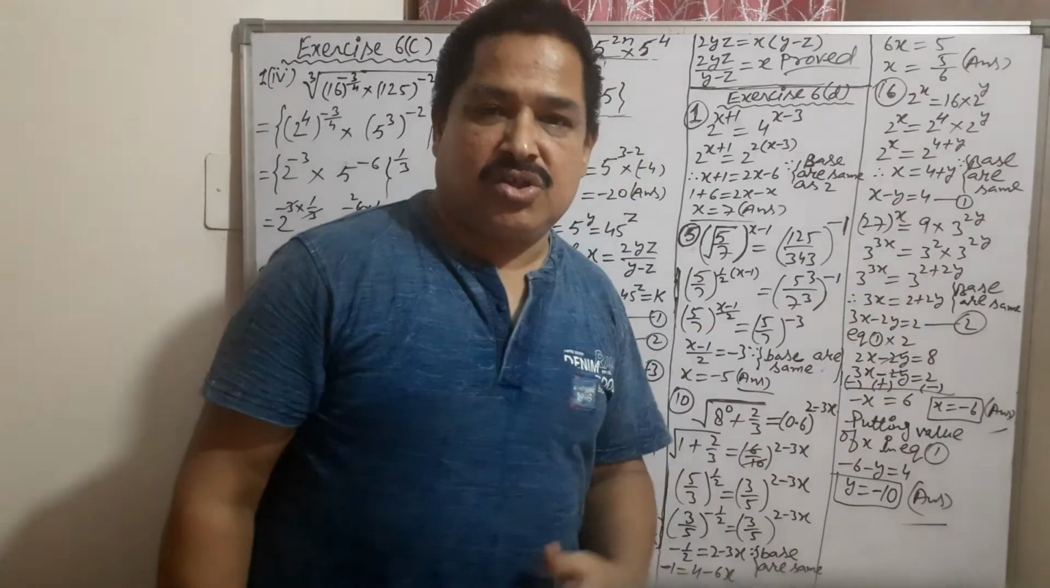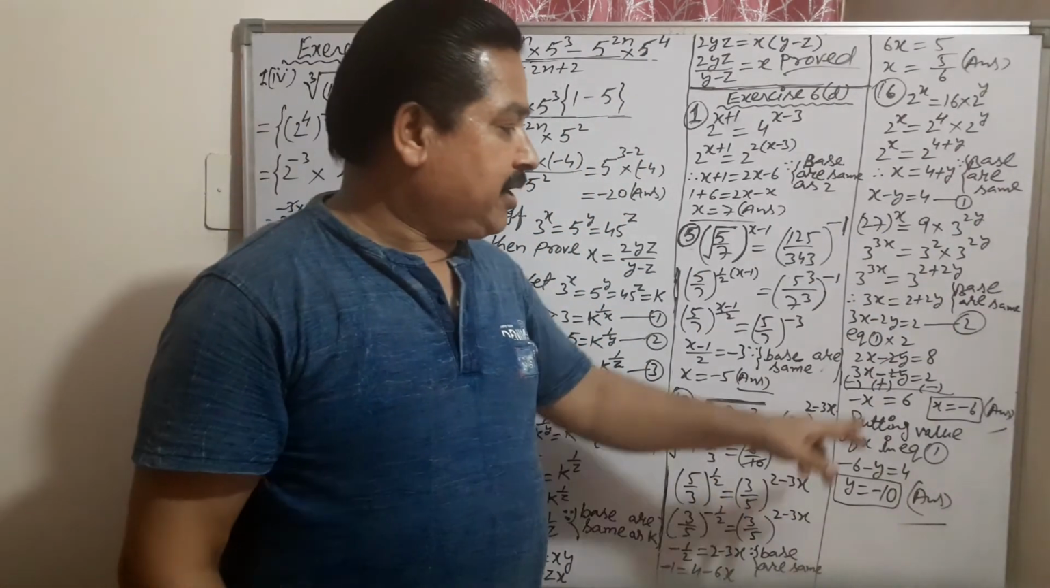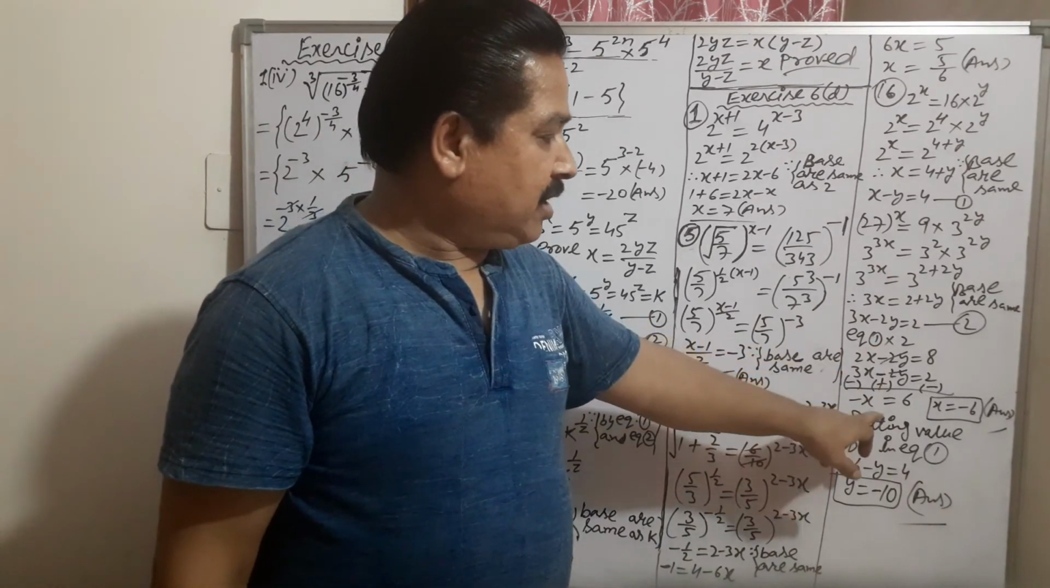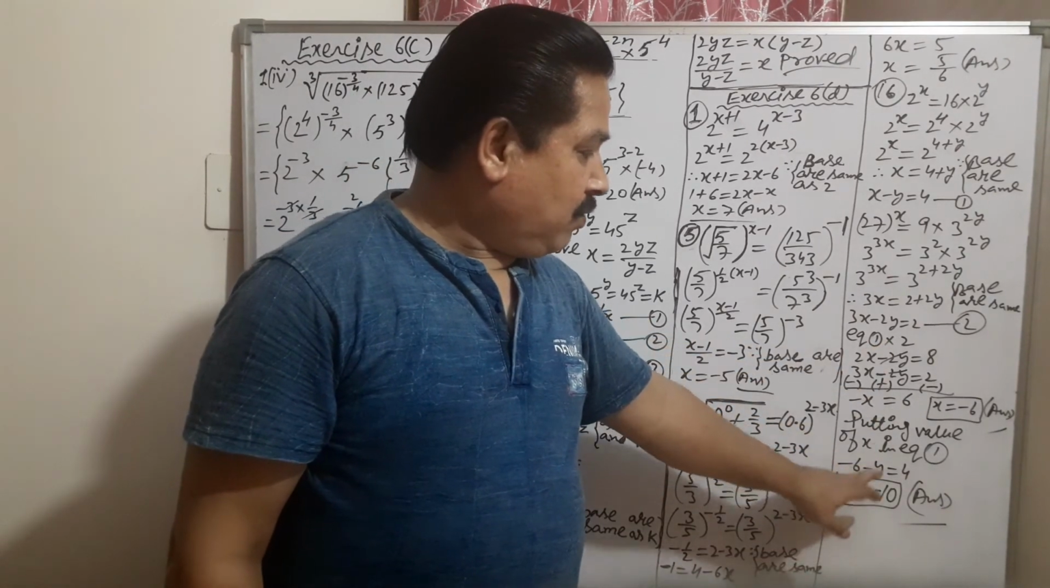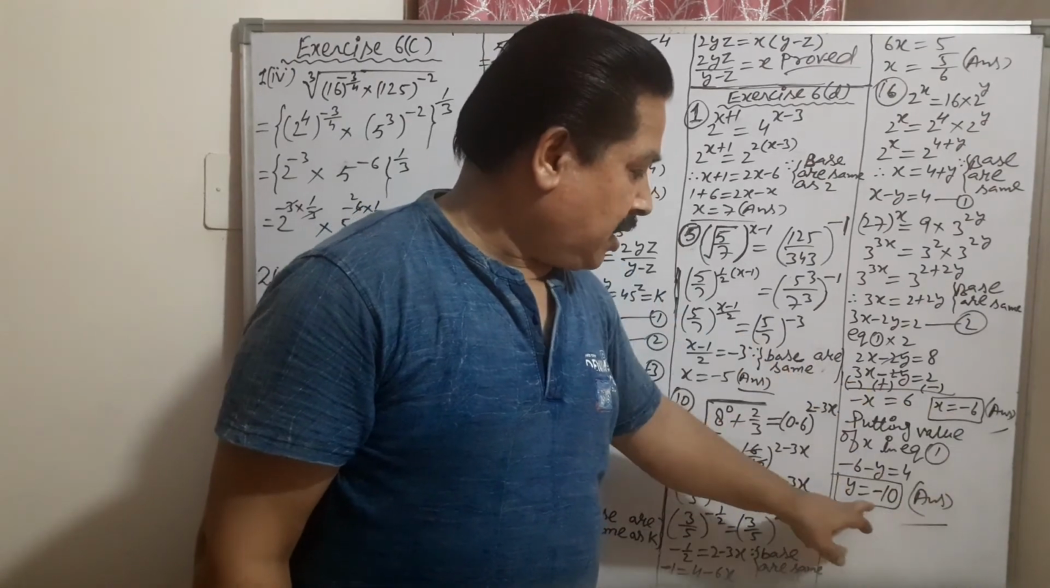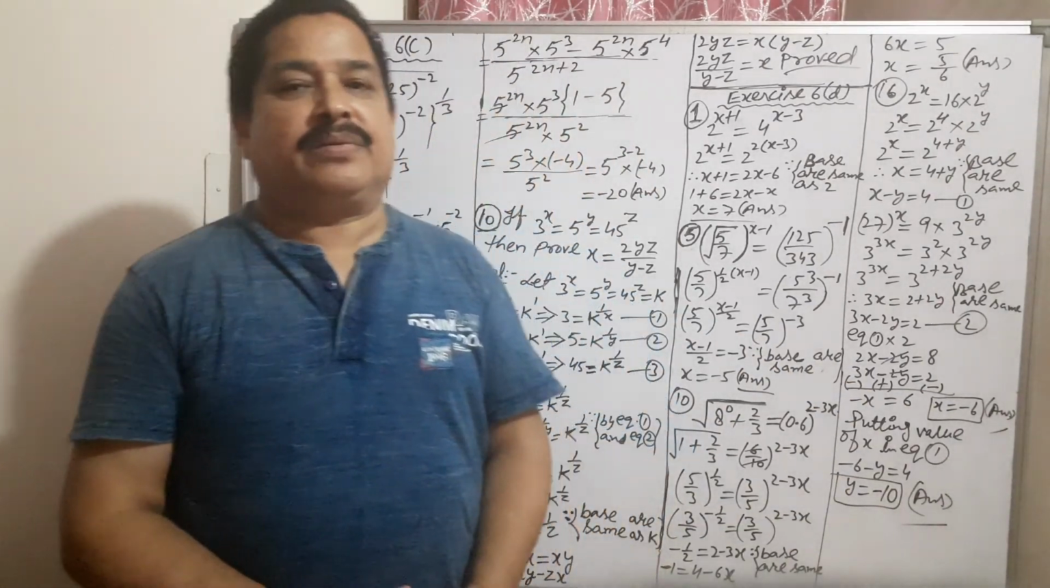Now we have two equations. Solving these equations simultaneously, and what will come x? Minus 6, and y will come as minus 10.